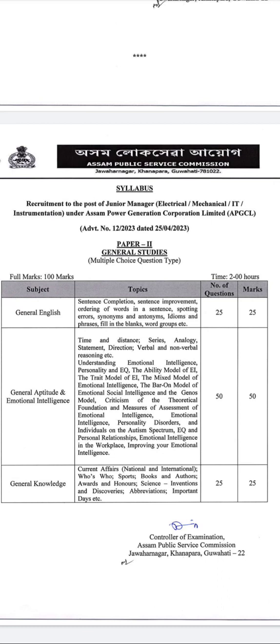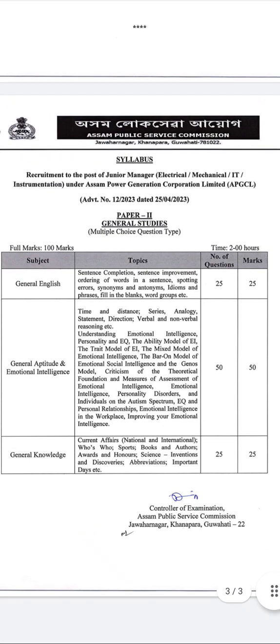Emotional intelligence, personality disorders, and individuals on the autism spectrum, EQ, and personal relationships. Emotional intelligence in the workplace, improving your emotional intelligence. And general knowledge: topics like current affairs, national and international, who's who, sports, books and authors, awards and honors, science, inventions and discoveries, abbreviations, important days. Number of questions in general aptitude and emotional intelligence is 50 and marks 50, and under general knowledge 25 questions and marks 25.